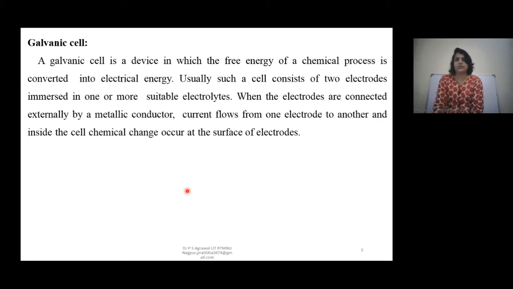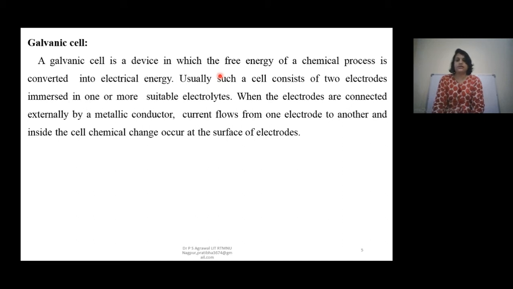There are various types of cell. Galvanic cell. A galvanic cell is a device in which the free energy of a chemical process is converted into electrical energy. Usually, such a cell consists of two electrodes immersed in one or more electrolytes. When the electrodes are connected externally by a metallic conductor, current flows from one electrode to another, and inside the cell, chemical change occurs at the surface of the electrode.